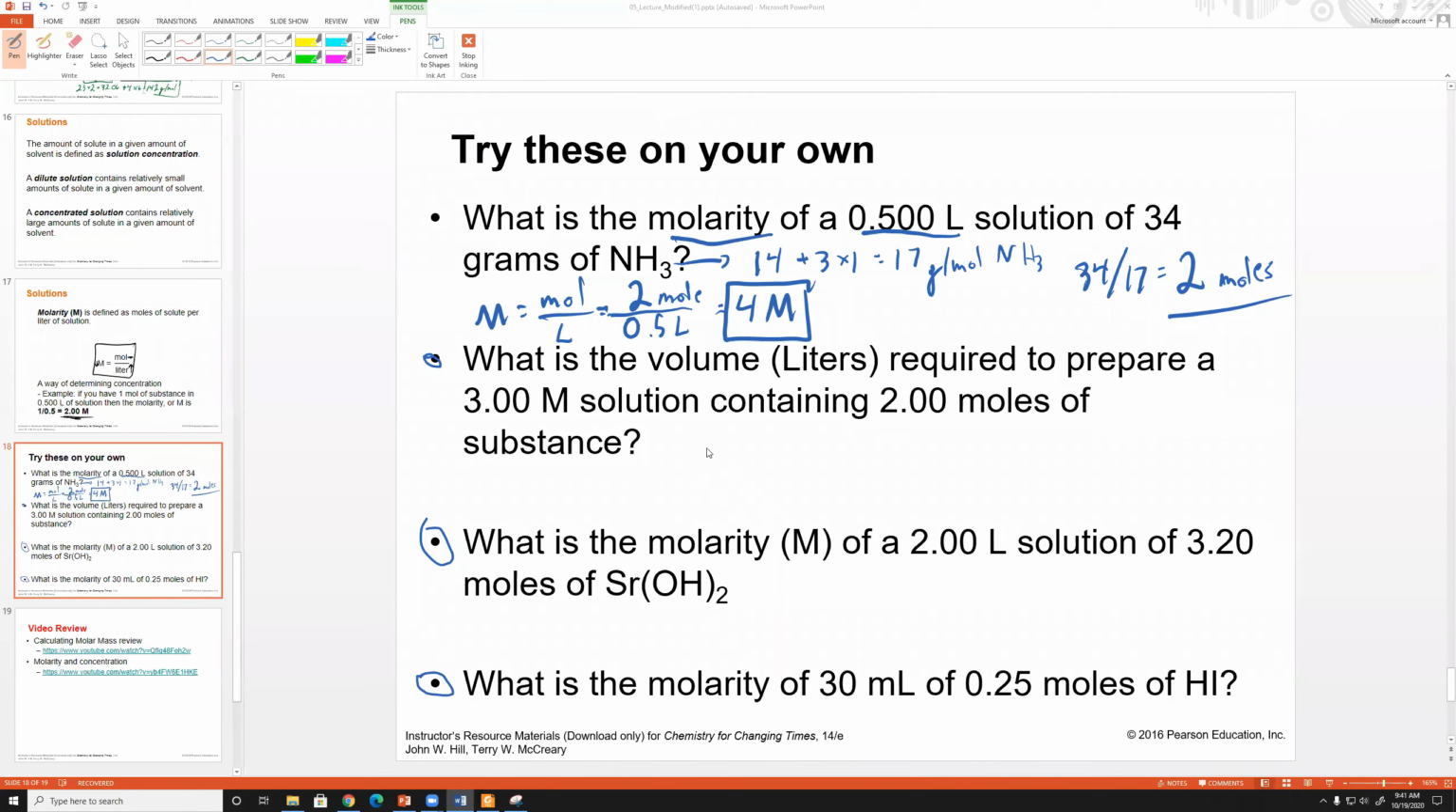What is the volume in liters required to prepare 3 molar solution containing 2 moles of a substance? It's not really being specific on which substance, but it doesn't matter. So we have 3 molar, that means the concentration, equals the moles divided by the liters. We're not given the liters, we're just given the 2 moles. So we divide by liters, and that's going to be X liters. So we basically cross multiply, or however you want to solve for X. And the number of liters we get is 2 over 3, or 0.67 liters. So that would be the answer there.